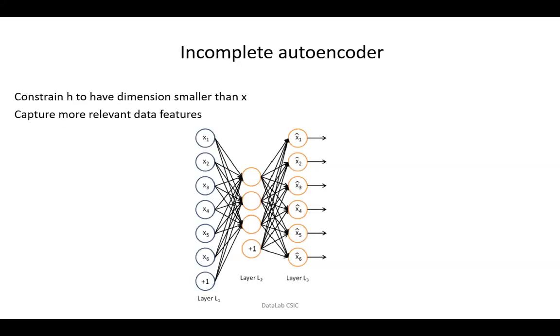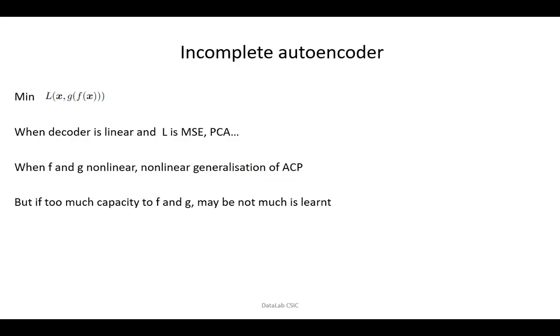So if in the intermediate part you have less, you force it to have a smaller dimension, then you hope to capture the more relevant data features. So you do this in the hope. Hence, when the decoder is linear and the loss is a mean square error, you actually recover principal component analysis. But when F and G are nonlinear, for example neural networks, then you get a non-linear generalization of principal component analysis.